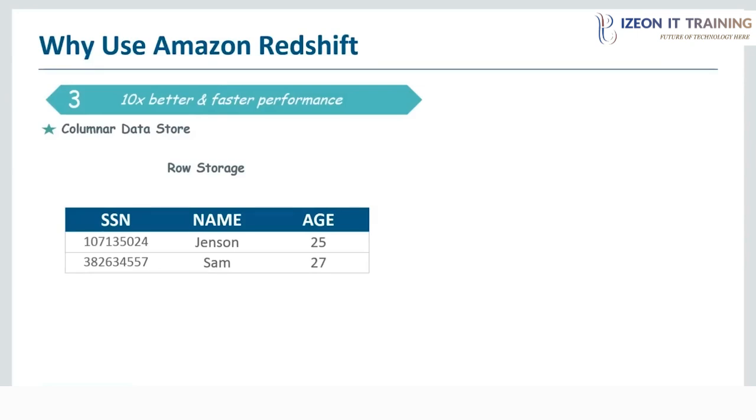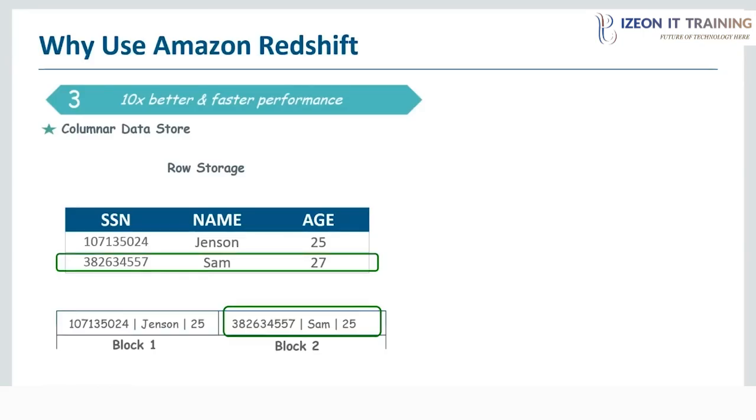Okay, so let's say I have this database here. I have three columns and two rows. The first column contains the unique number associated with a student. The second column contains the name of a student, and the third column contains the age. As we already know, data is stored in the form of blocks in databases or data warehouses. So as you can see in row storage, block 1 contains all the information there is about a particular student, his SSN, his name, and then age. So basically, it stores all the information that there is in a single row. So in the first block, you have information about the first student, and in the second block, you have information about the second student, and it goes on.